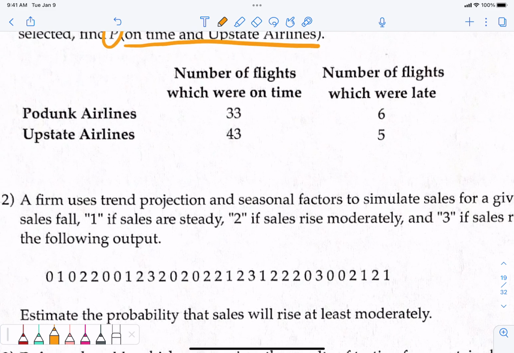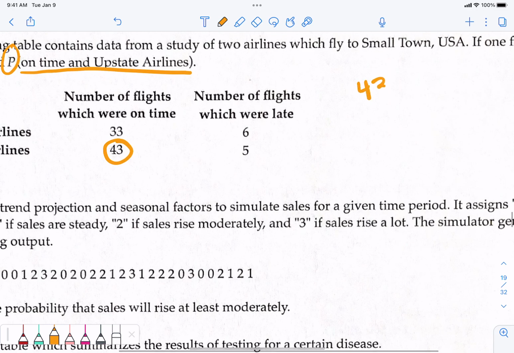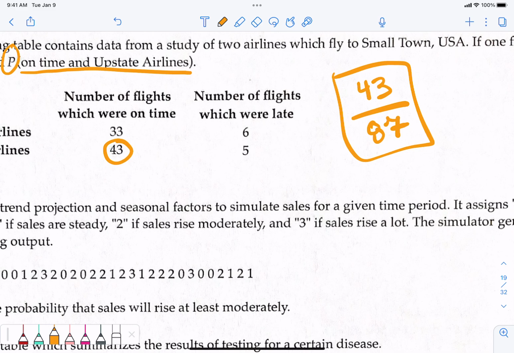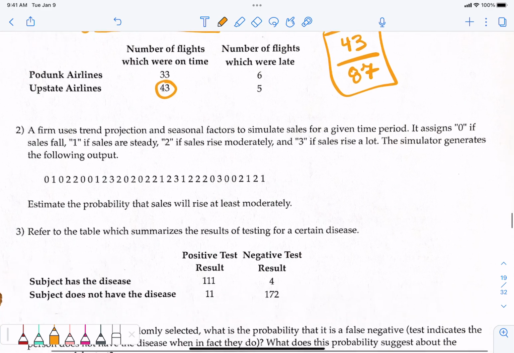Which one of those four numbers is on time and upstate? 43. So I put 43 out of 87. Is there 87 total? Yes. Perfect, I believe you. 43 out of 87. That was not hard, correct? That is all. I like probability, by the way. We like probability. All right, number two.